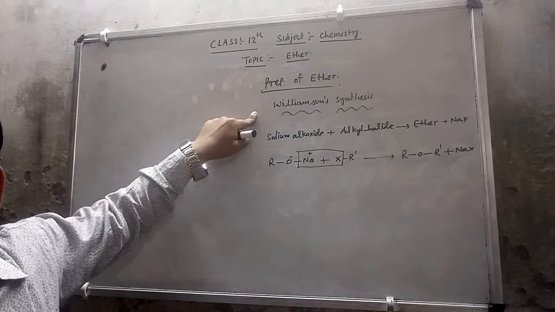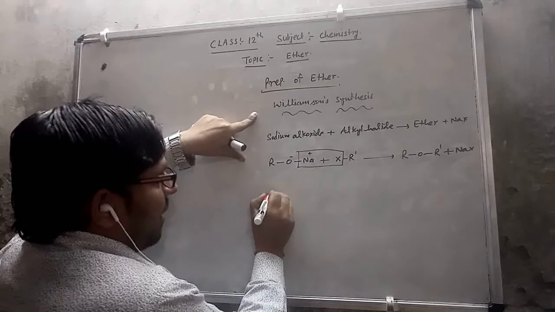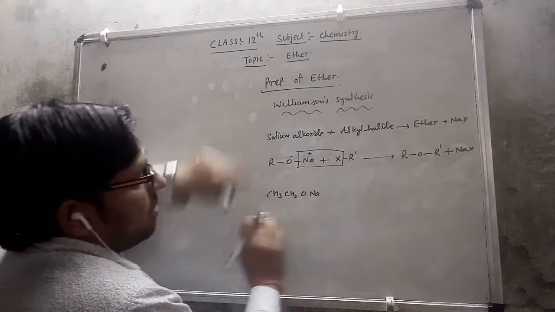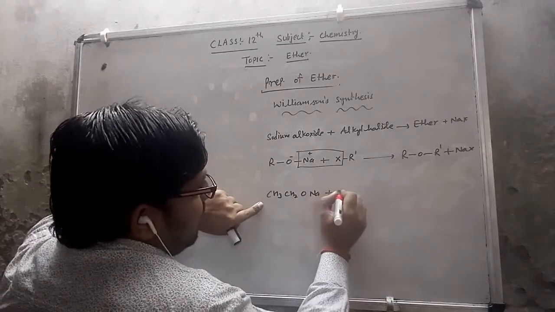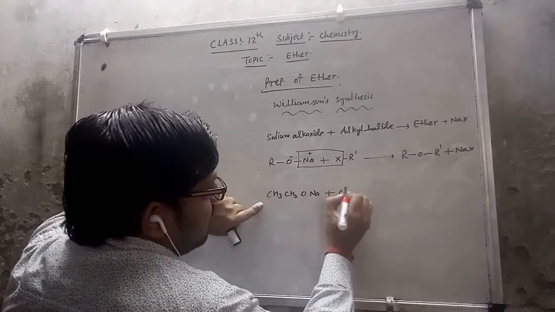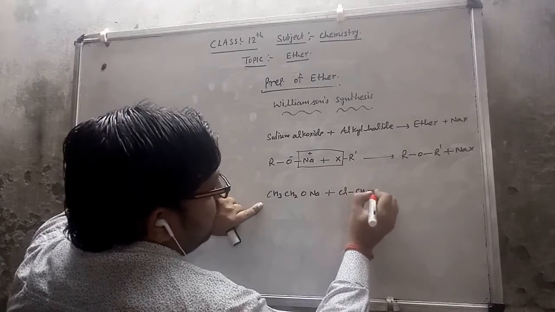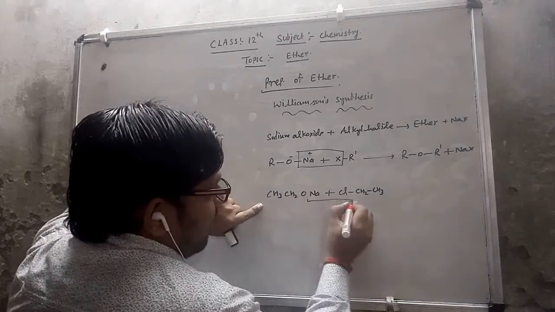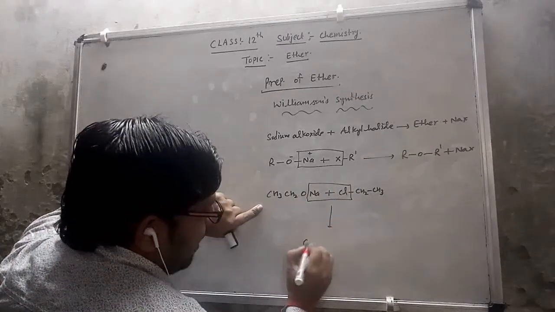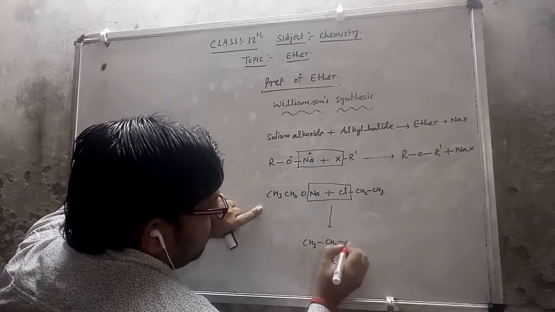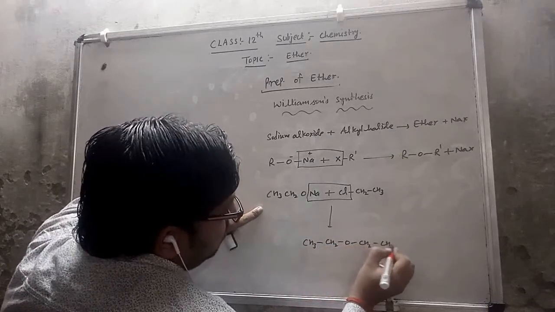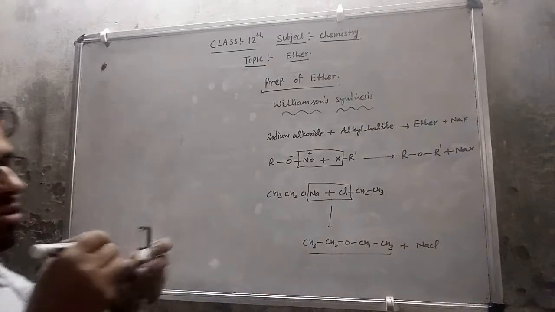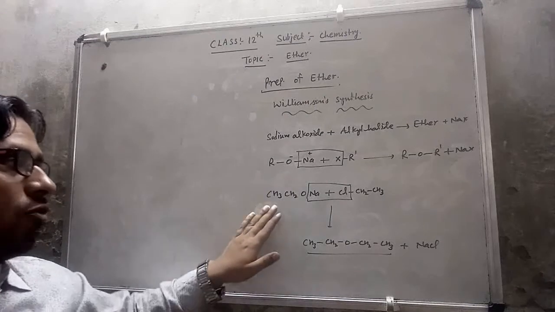For example, suppose I have here CH3CH2ONa, a sodium alkoxide, reacted with Cl CH2CH3. Suppose I have taken both alkyl groups the same, then NaCl will be released and we are getting CH3CH2OCH2CH3 plus NaCl. This is ethoxyethane, so that means I am forming the ether here.